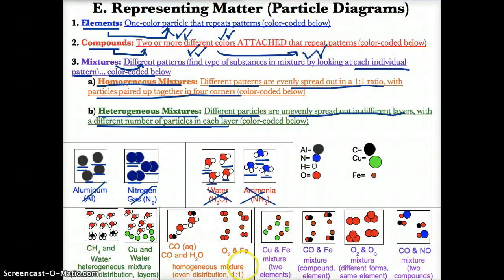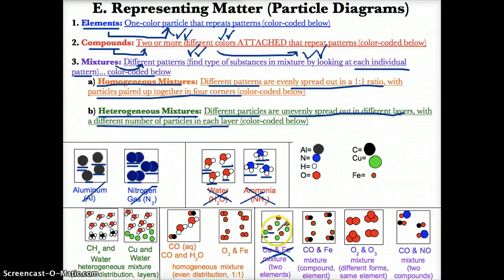Okay? So, in this particle diagram, I underline any unique patterns. The two unique patterns are one green and one brown, right? So we know we have two unique patterns. Therefore, since it's not the same everywhere, based on our definition from one of the very first slides, we know this is a mixture. Let's find out what it's a mixture of, right?